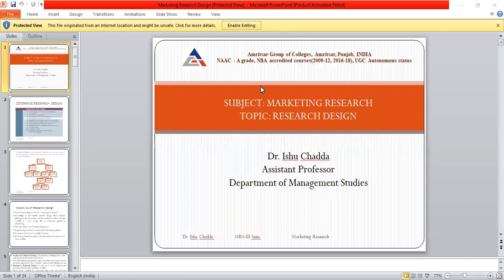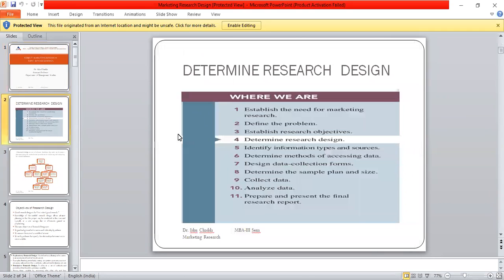So the other day, we discussed the various steps involved in the process of marketing research. Today, we are going to start with one of those steps that is part of marketing research. This is one of the most important steps: to study research design. You have to determine your research design.